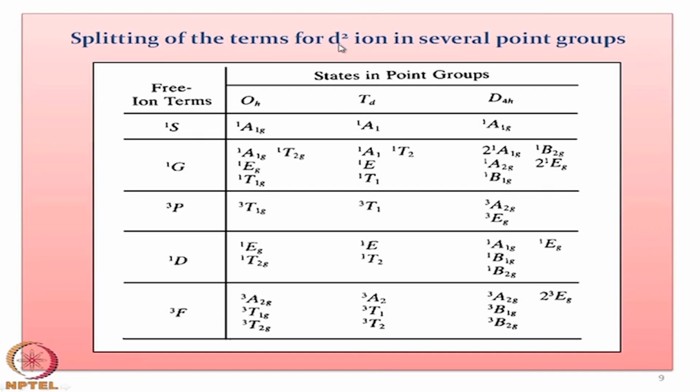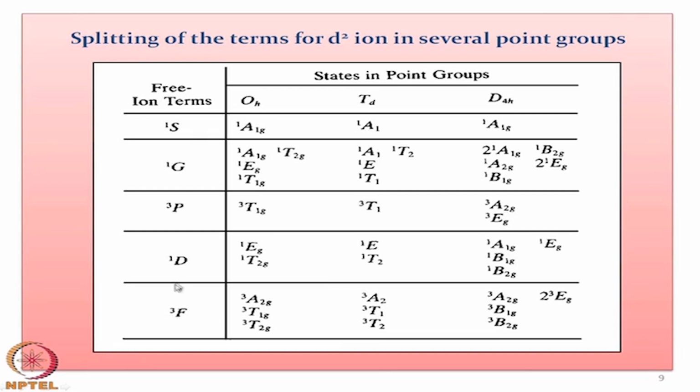For d2 and its corresponding hole equivalent d8, we have the same set of free ion terms. And if we put these free ion terms in different point groups, there will be splitting of these terms, and this splitting of terms will give the corresponding states, and these states are responsible for the individual electronic transitions.